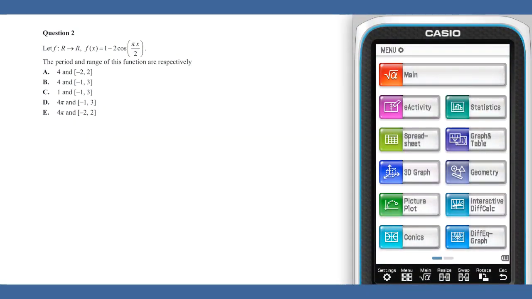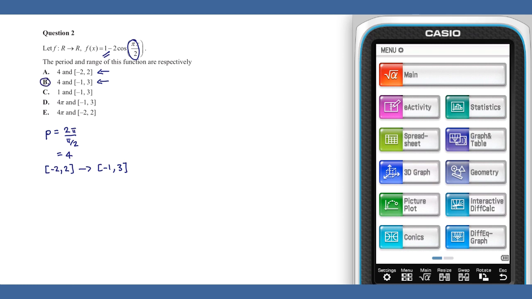Question 2 asks for the period and range of this trigonometric function. Based on the value pi over 2, we know that the period is equal to 2 pi divided by pi over 2, which equals 4, meaning the answer is either A or B. Now the range of the function 2 cos something is from minus 2 to 2. The addition of the plus 1 translates this to minus 1 to 3, meaning that the answer is B.